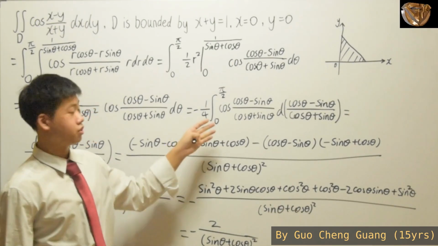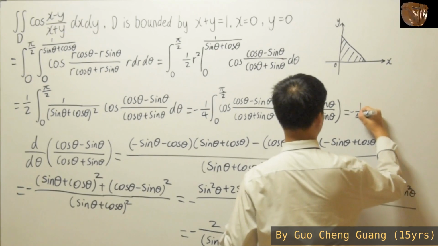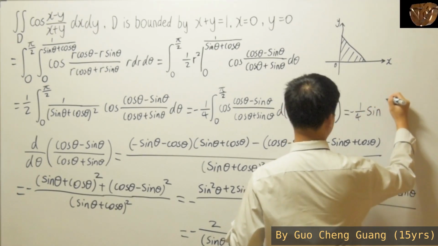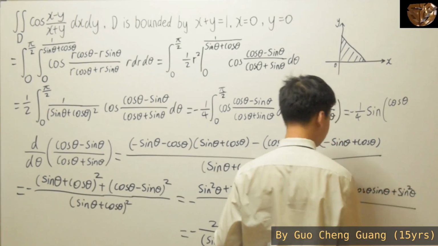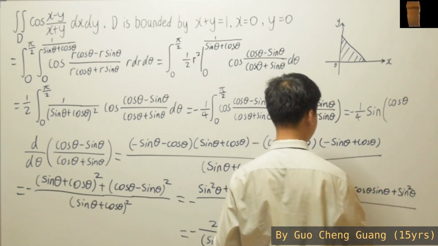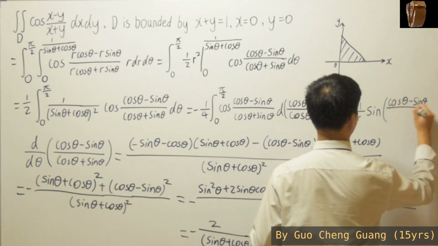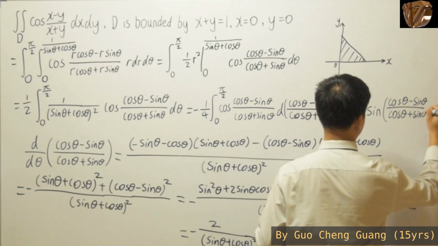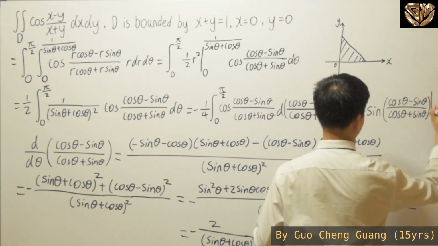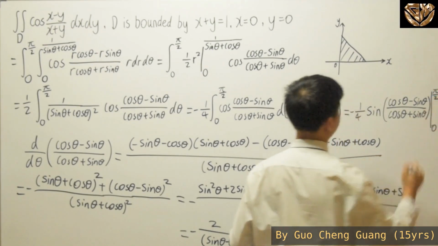Right, so this integration should be rather simple, right? Since it's cosine, you just have sine. So negative 1 over 4 sine of cosine theta minus sine theta over cosine theta plus sine theta. And you have to substitute in the values 0 and half pi.